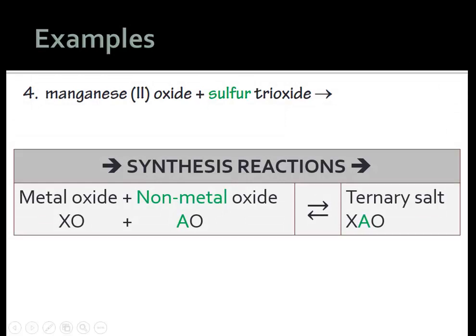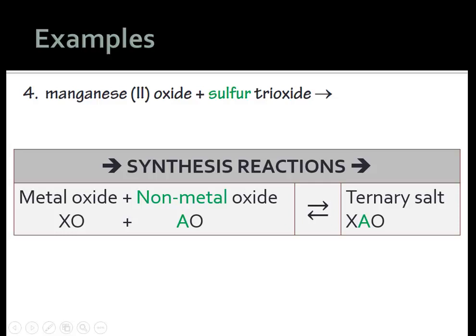plus sulfur trioxide. Now we've got here the fourth and final option from our table. It's actually the second one on the list. And that is when a metal oxide, like manganese 2 oxide, joins with a non-metal oxide, like sulfur trioxide, to give me a ternary salt. Now I've put the non-metal component here in green, so we can trace it through. The non-metal A is found over here in the ternary salt. That's still going to be my sulfur in some way.